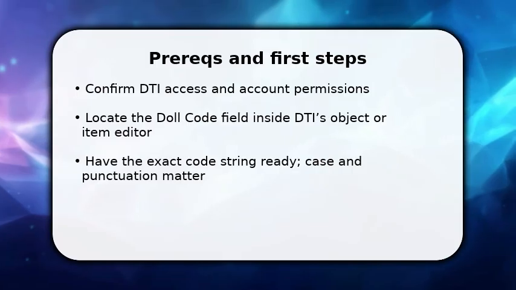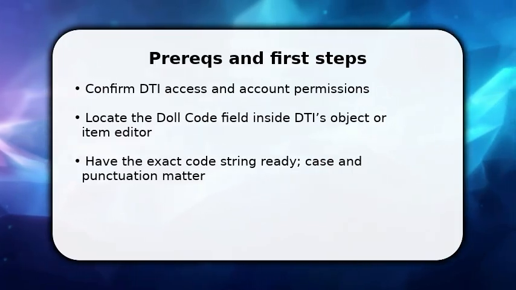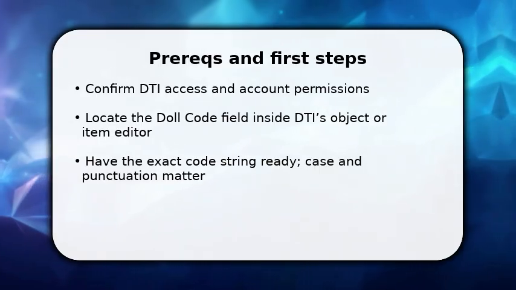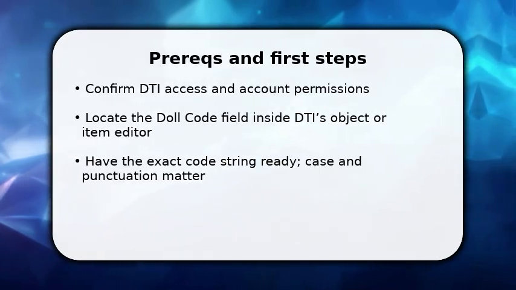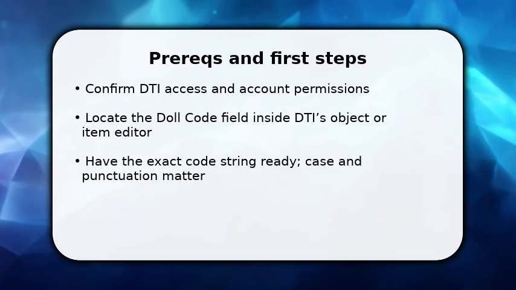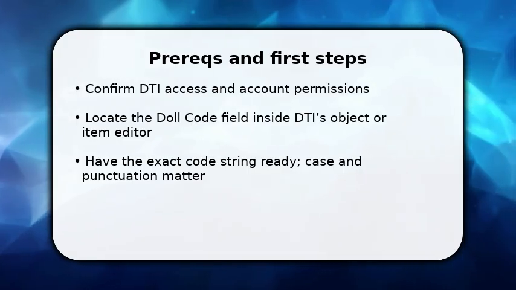You start by verifying DTI access and that you have edit rights. Without them, you cannot apply codes. Next, open the item or object editor where DOL codes are accepted and find the specific input field labeled DOL code or code. Once located, paste the exact code string.